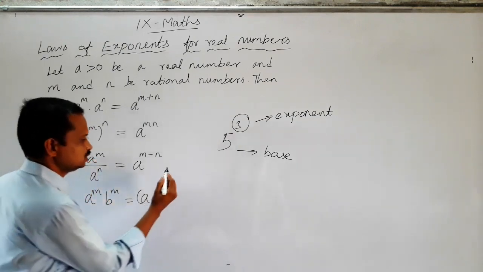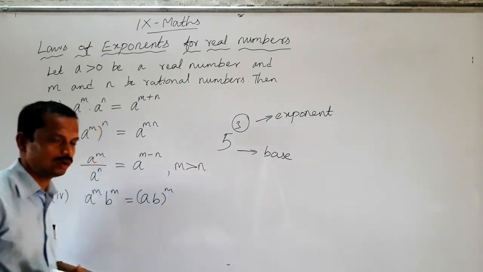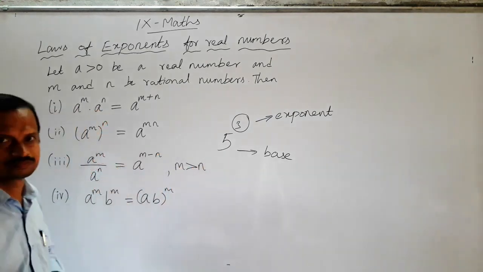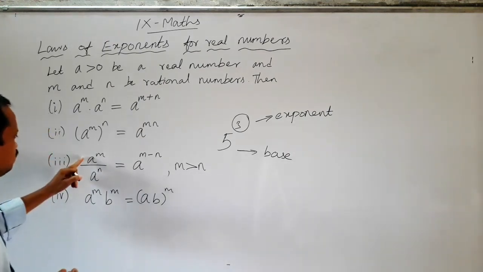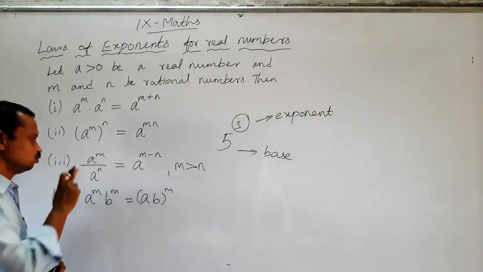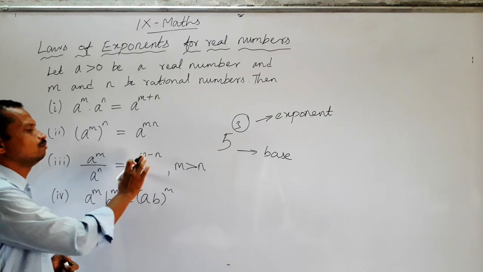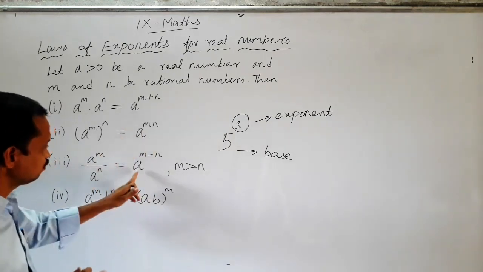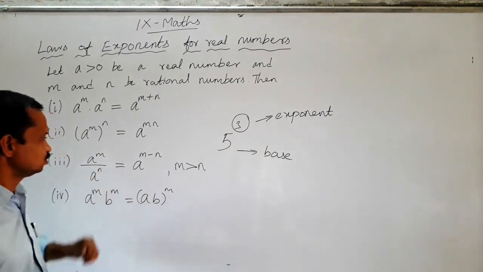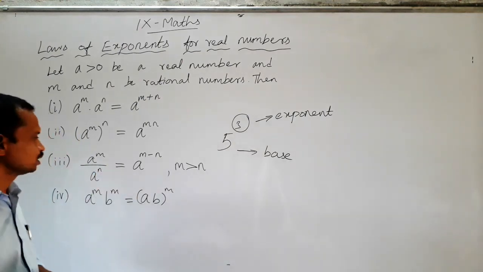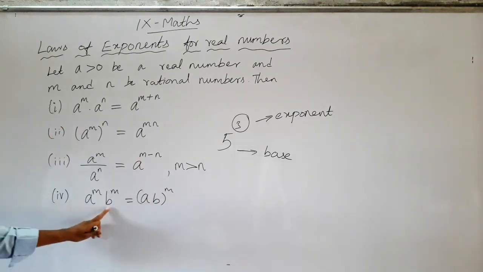Okay, but the condition here we have to write: m greater than n. You know why? Then only you can write m minus n. If n is greater than m, then you can write it as n minus m. But a power m by a power n means m is in the top exponent. So a power m minus n, and here m is greater than n, so that you have to consider here m greater than n, so m minus n.